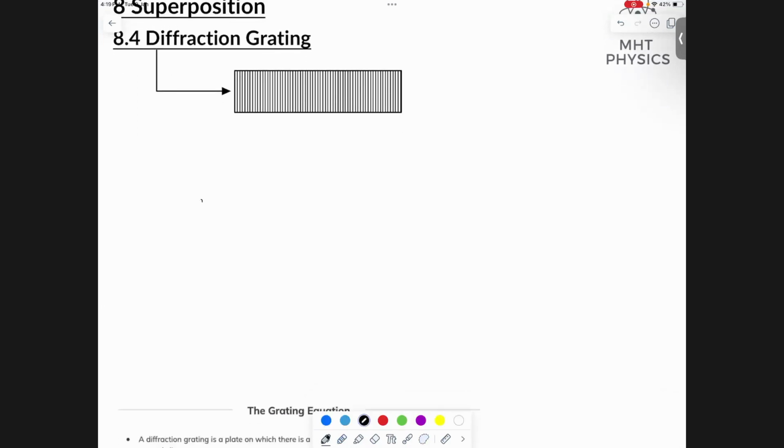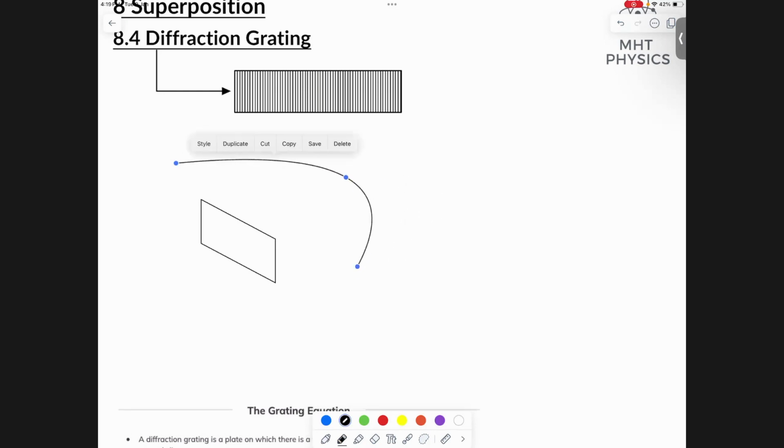So if you take this glass, this piece of glass, the diffraction grating, and you pass light through it, the light will diffract, right? And if you place a screen here, a pattern forms, and that pattern is very important for us. Let me explain the pattern a bit to you.